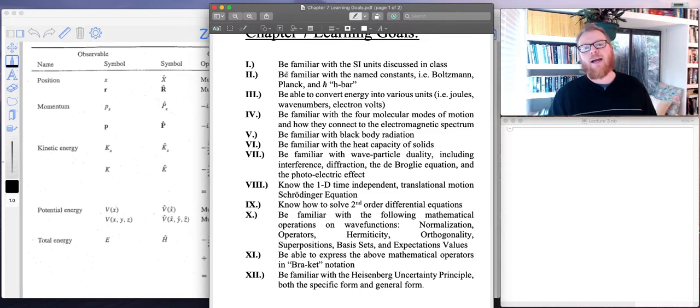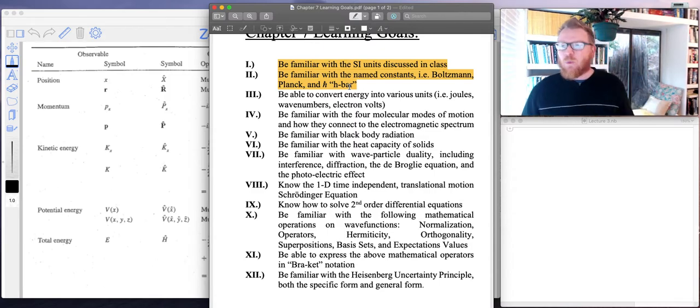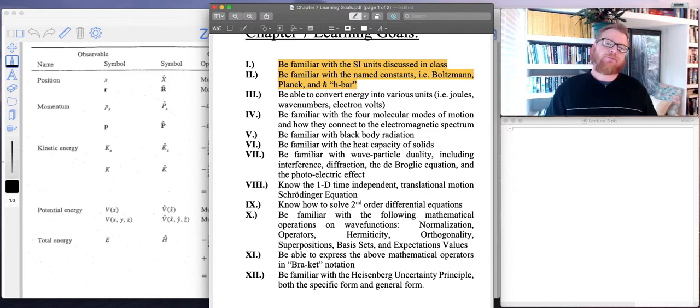Let's see here, my highlighter. Okay, be familiar with the SI units discussed in class. Yep, so that was part of our review. Be familiar with the named constants, Boltzmann, Planck, and h bar, which is h divided by 2 pi. And in this lecture today, you're going to see why we use this h bar constant. Be able to convert energy into various units, kind of as I went through in the first lecture.